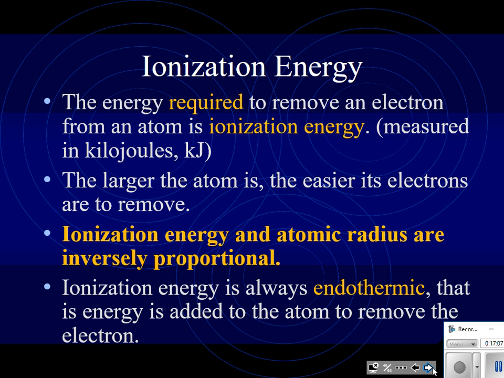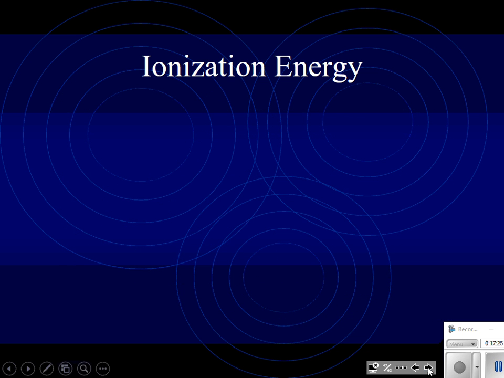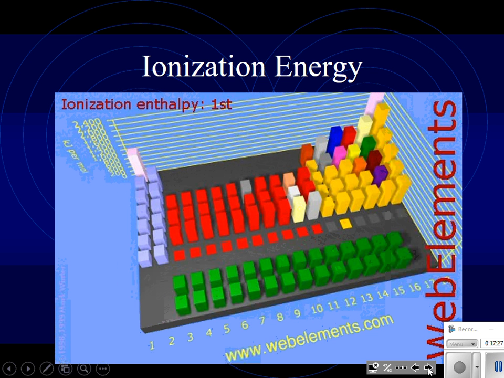Ionization energy is always endothermic. That is, energy is added to the atom to remove the electron. Once again, here's our Webb element things. And notice, over here in the nonmetals, this is where that's really, really big. It takes a lot of energy to remove those electrons.